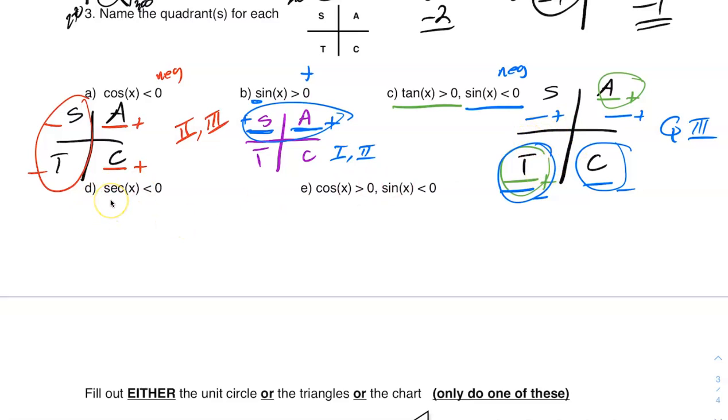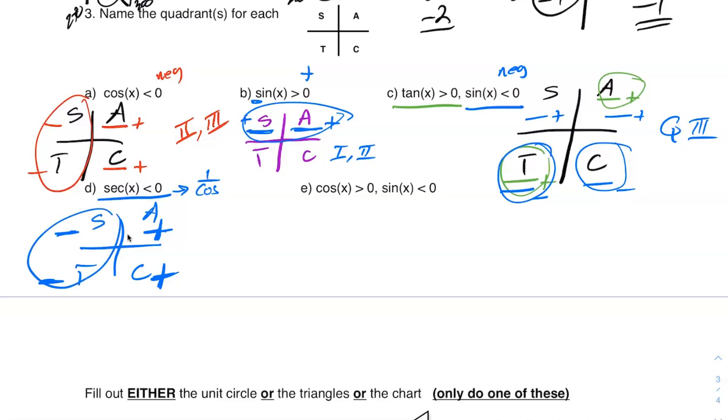How about secant though? Secant is just the reciprocal function. It has the exact same sign chart as cosine, so the sign doesn't change. So we just do that instead. All students take calculus. Where's cosine negative? That's what it's asking about. First I always say to myself, where's cosine positive? Cosine's positive at A and at C, because that's what A stands for, all of it, and C stands for cosine. So it must be negative here and here. And that's what I want. I want negative. So 2 and 3.